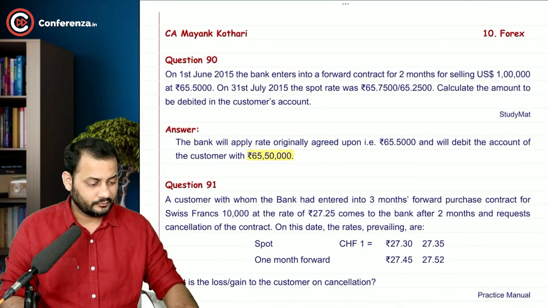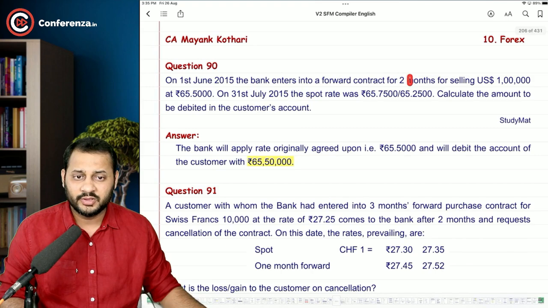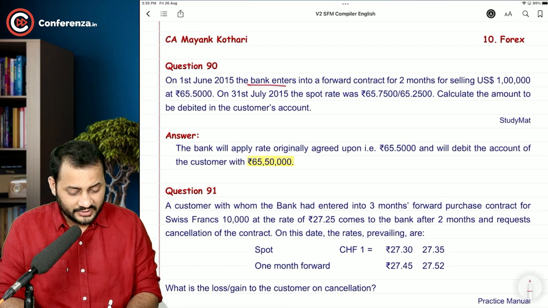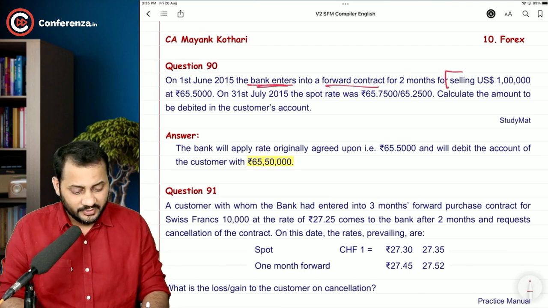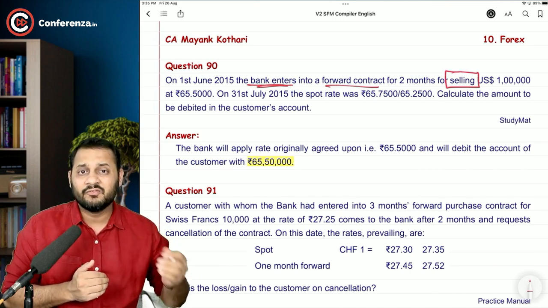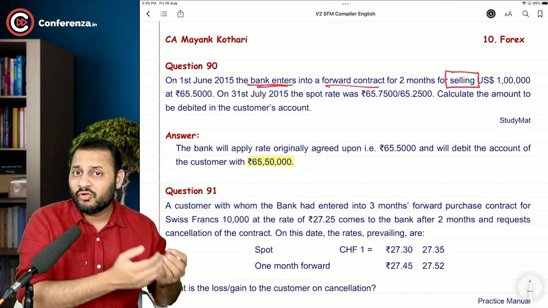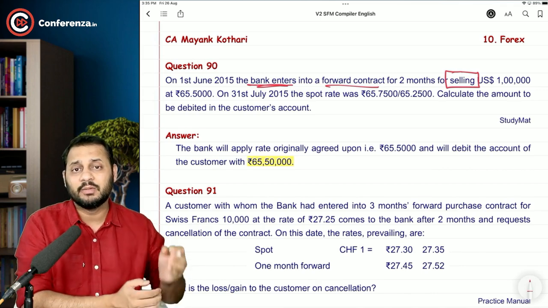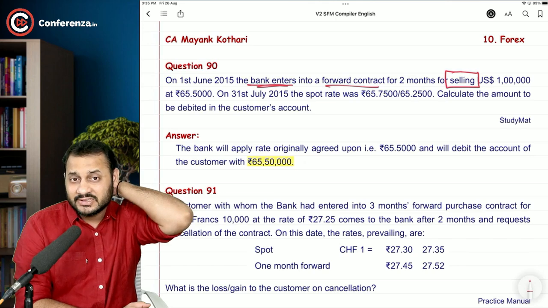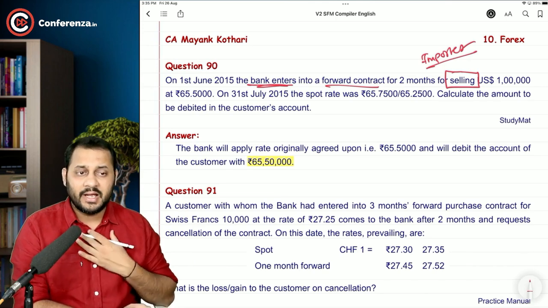See, on 1st June 2015, the bank enters into a forward contract for 2 months for selling 1 lakh US dollars. Understand that this is a bank that has entered into a forward contract and will be selling the dollars to the customer. Imagine the customer is buying from the bank. Why would the customer buy foreign currency? He will buy foreign currency only when he has to make a payment to some other party. That means he is an importer. We are the bank, we are selling it.